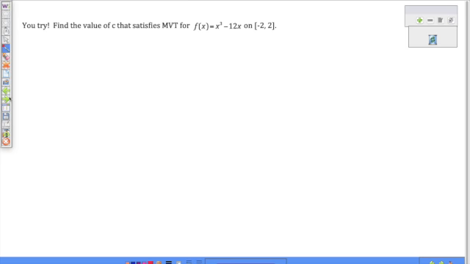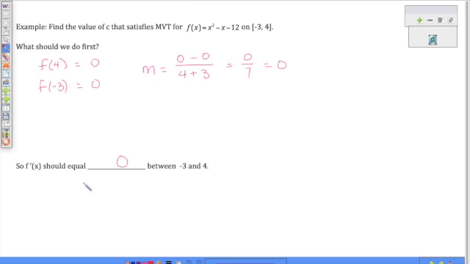Do I have space here? No. Okay, we'll do it here. So I know f prime of x. All right, f prime of x is equal to 2x minus 1. So I want to know where it is equal to 0. So I'm just going to solve quickly. So x is 1/2. So there should be a point between -3 and 4, and look at where that point is. It's totally between -3 and 4, where the slope is equal to 0.